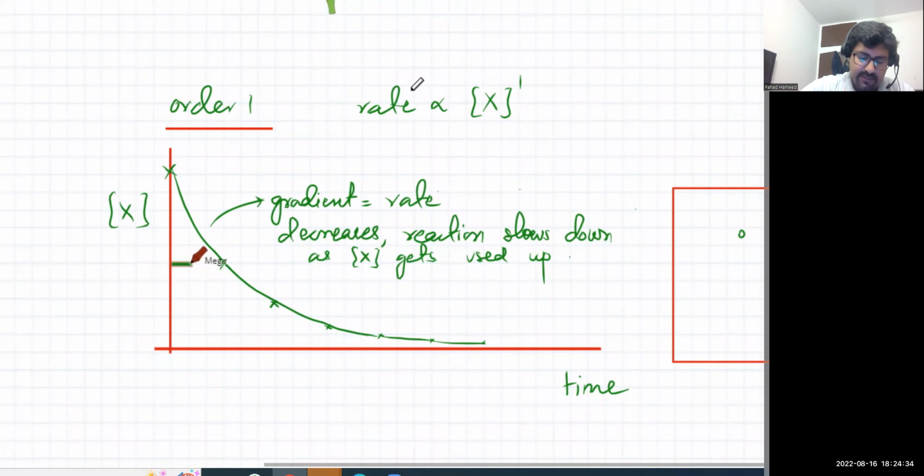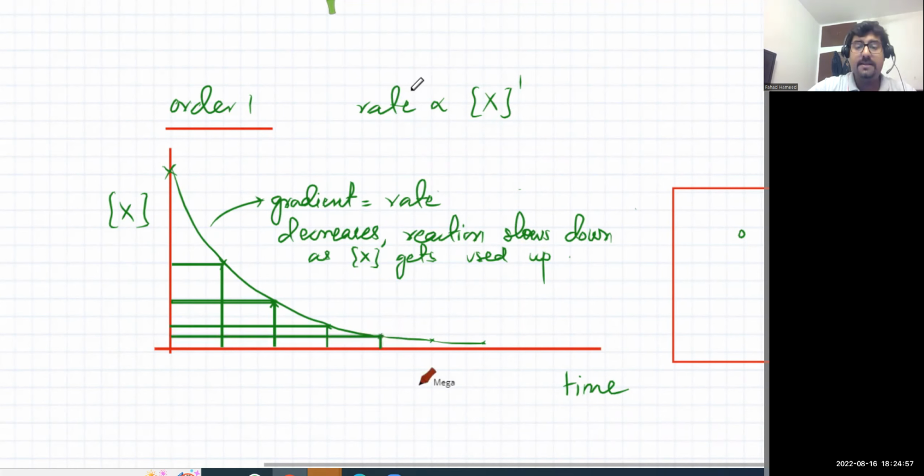If I were to sketch, that's the time required for the first half-life. Then that's the time required for the second half-life, and you can notice that all these half-lives are coming out exactly the same every time. That's the time required for the concentration to decrease by half. That's the time to decrease the concentration by half once more. That's the third half-life. That's the fourth one.